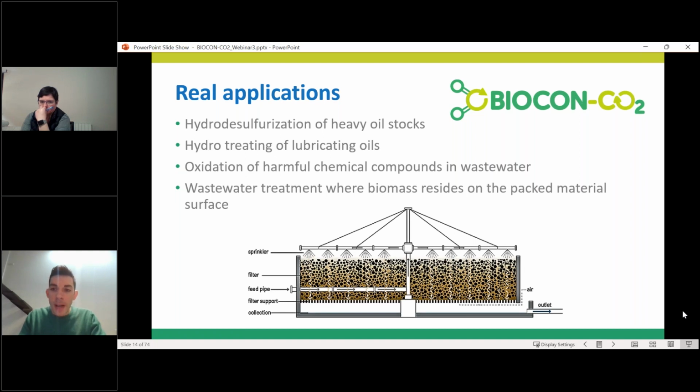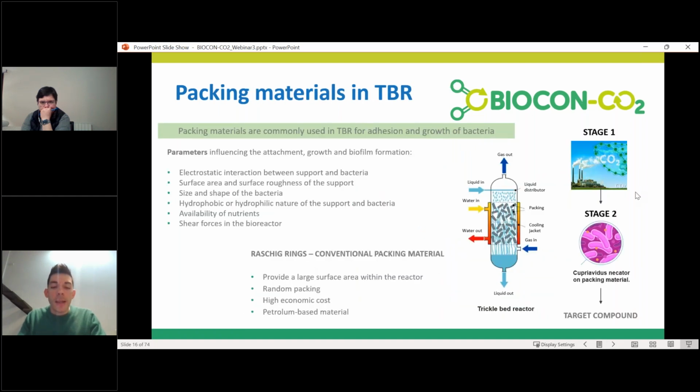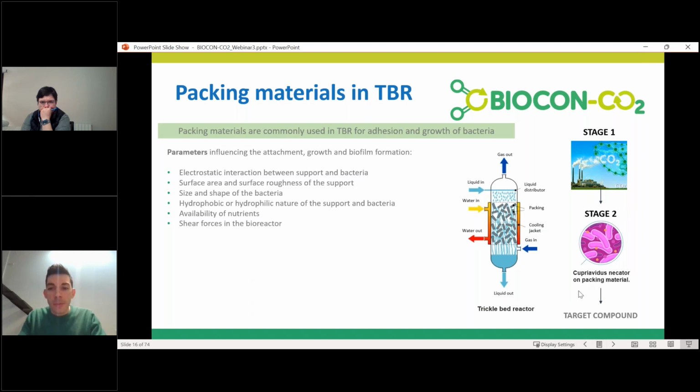Trickle-bed reactors are used in a wide range of processes because of the advantages of this kind of reactor. For example, in processes such as the oxidation of harmful chemical compounds present in wastewater, or in wastewater plants where the biomass resides on the packing materials. In the BIOCON-CO2 project, we are based on the fixation of CO2, like in the last case, trying to place biofilm on packing materials.